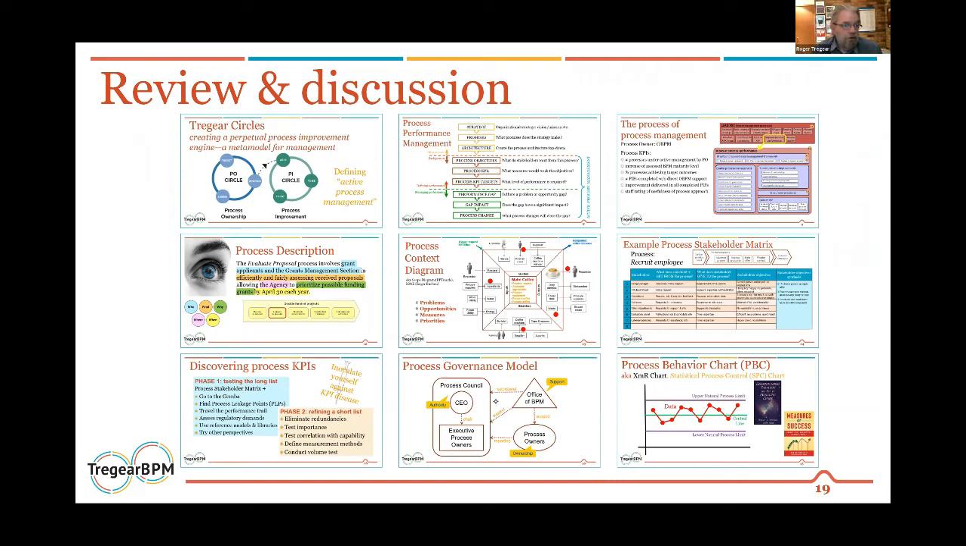Yep, so what do we got next? Roger, I am combining two questions because these are related. The first question is talking about who owns the PO-PI circle in an organization. And the second question is about the Tregear circle. And who is responsible for process improvement in an organization? Who is accountable for that?